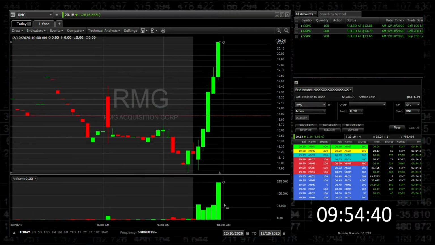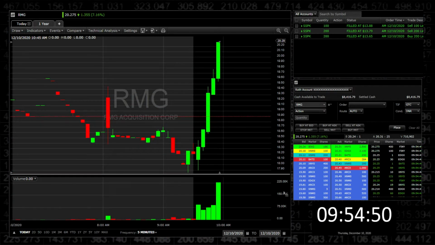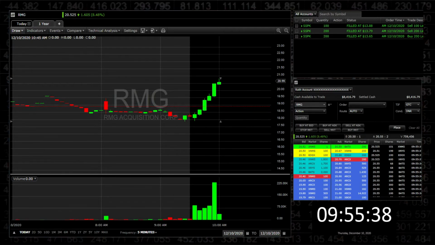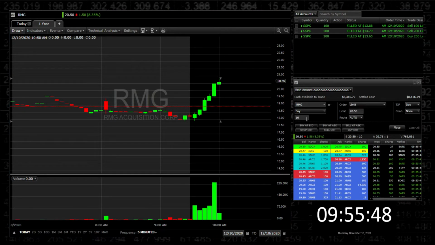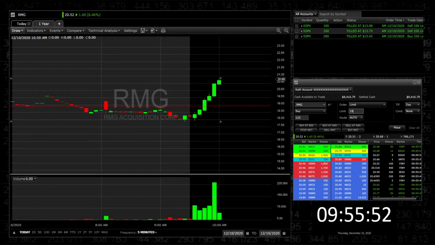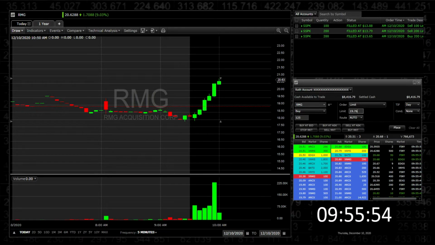RMG looking good. Volume came in. I'm watching. But it's still making new highs, so I'll hold on. I want a pullback. So I'll just get in with 125 shares, around 19.76.